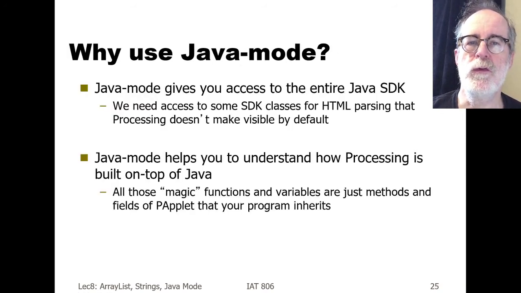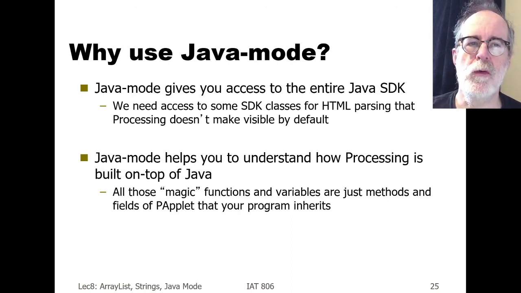So why would you use Java mode? Well, one of the reasons is that it gives you access to the entire Java Software Development Kit. We need access to some Software Development Kit classes for HTML parsing if you wanted to do some of that, and Processing doesn't make that visible by default, so you have to go get it, and going into Java mode would be a means by which you would get it.